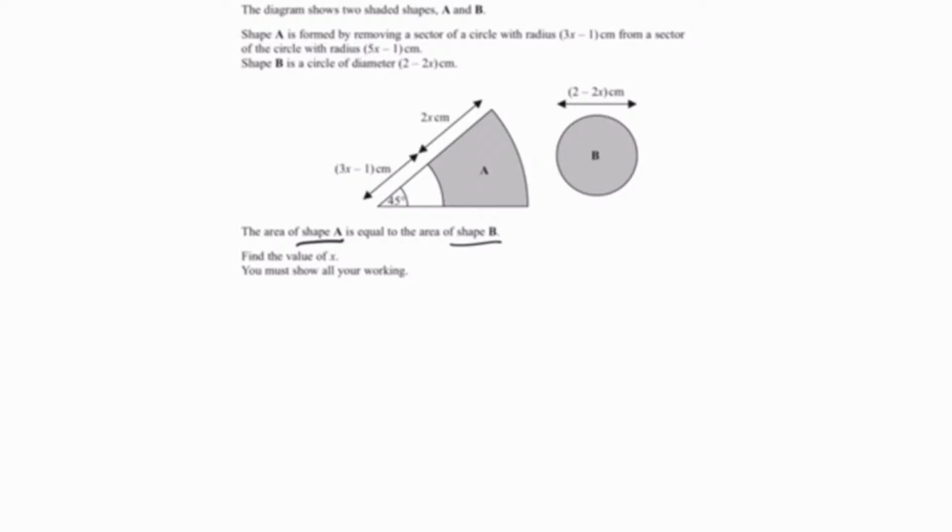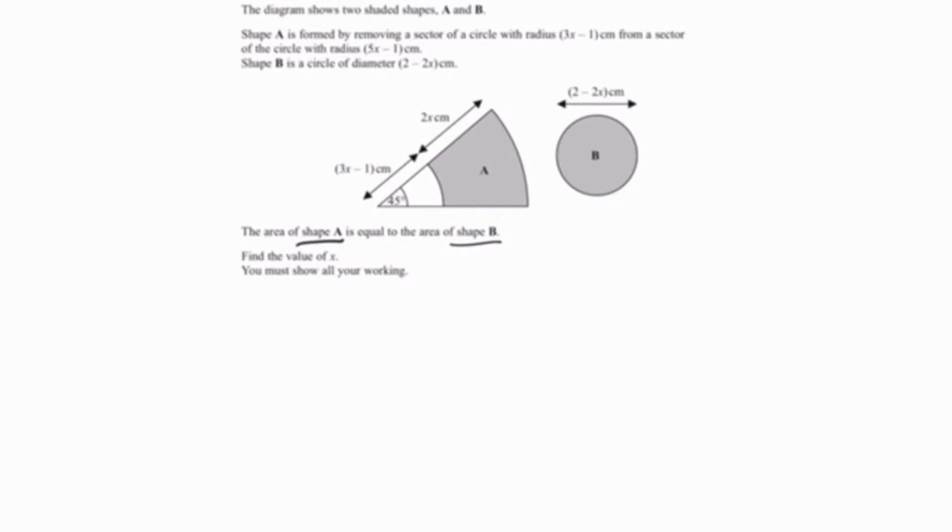So what we're going to do for this question is, first of all, we're going to find an equation giving us the area of A, and then we're going to find an equation giving us the area of B, and then we're going to set them equal to each other.